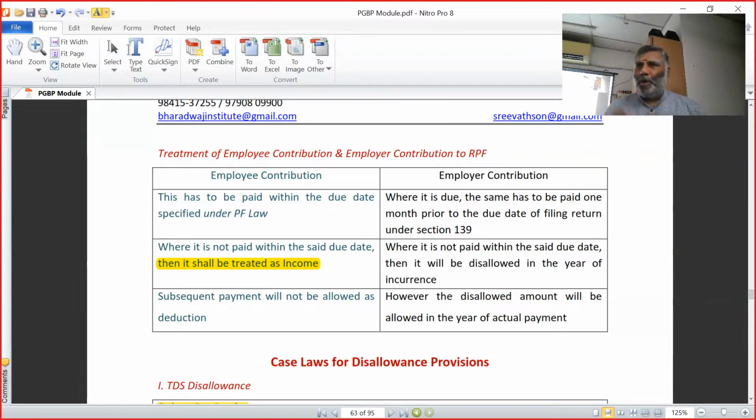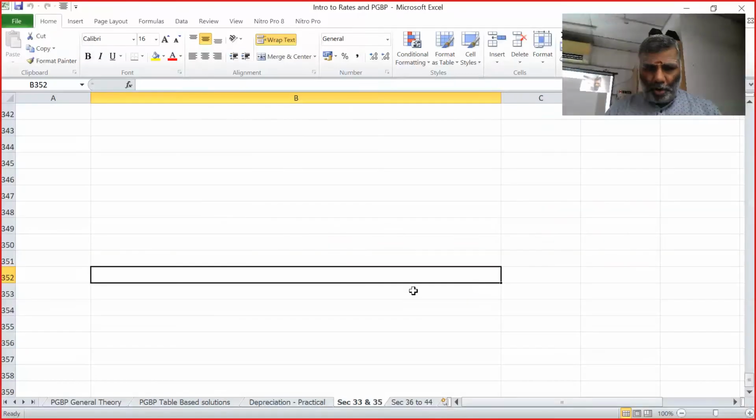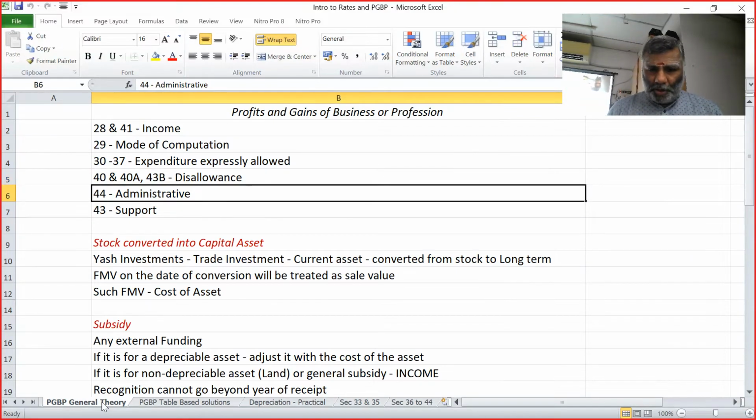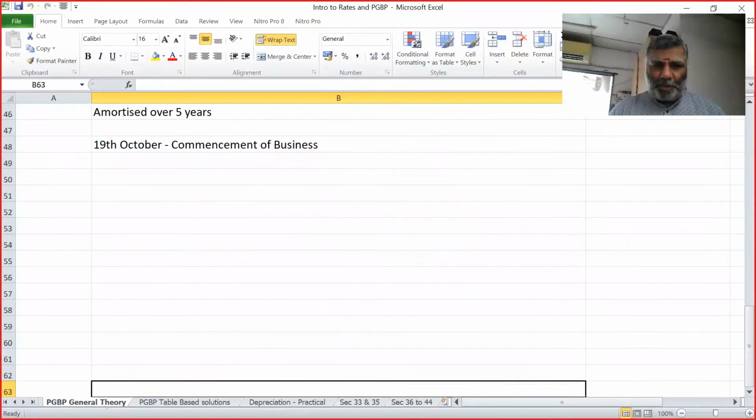This is one aspect. The second aspect to understand is treatment of interest converted into a loan. Okay, we need to understand it a little clearly, because this is a very popular adjustment in our examination questions.